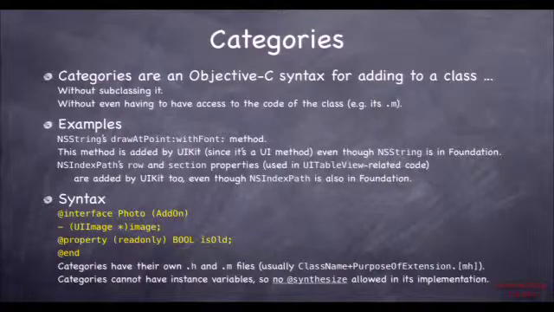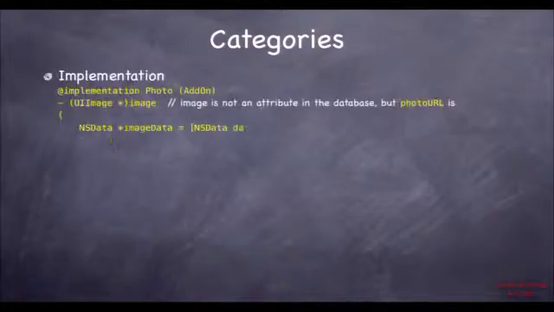Okay, now the category is not like a protocol. You're not just declaring these methods. You've actually got to provide the implementation for these things because you're going to add these methods to the class Photo. So what does the .m look like?